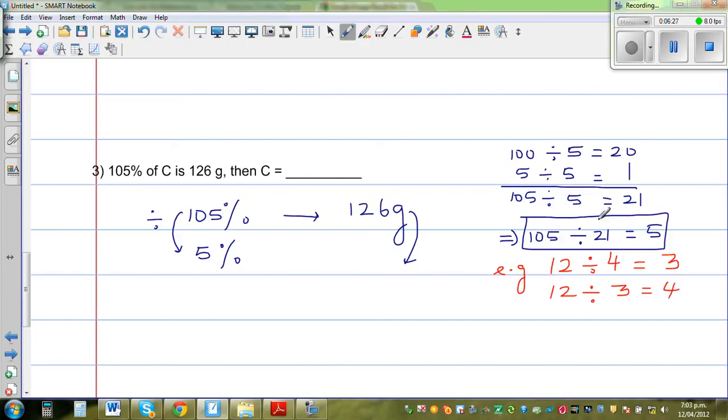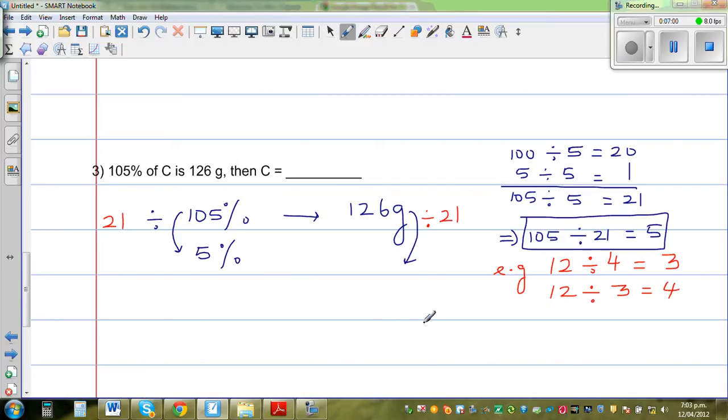So this is what I've done. I have divided 100 by 5, which gives me 20, and 5 divided by 5 is 1. So 105 divided by 5 gives you 21. How did I get 21? 20 plus 1 is 21. Now, my question is, if 105 divided by 5 is 21, then 105 divided by 21 should give you 5. So the same thing I have to do here: divide this by 21.